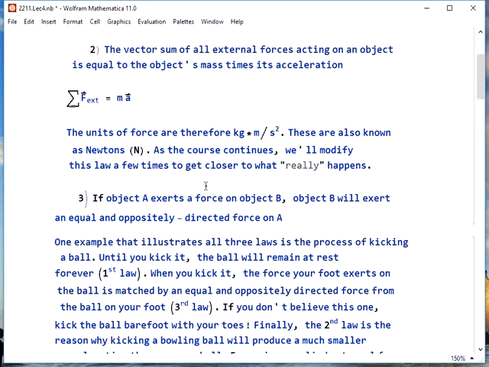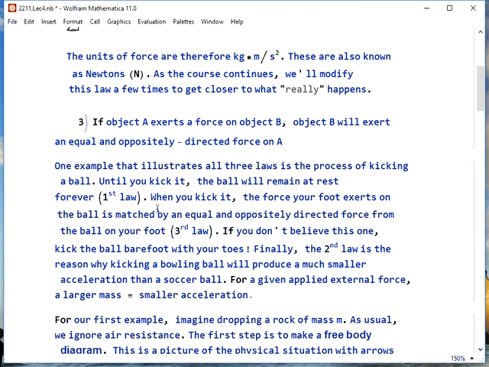Finally, the third law, this is sometimes called the action-reaction law. This says if object A exerts a force on object B, B will exert an equal and oppositely directed force on A. We can illustrate all three of these laws with one simple example, and that would be kicking a ball.